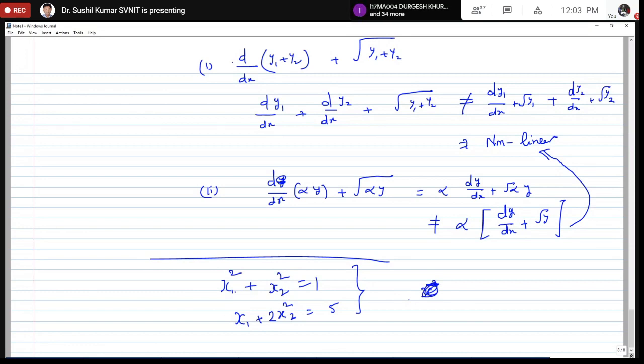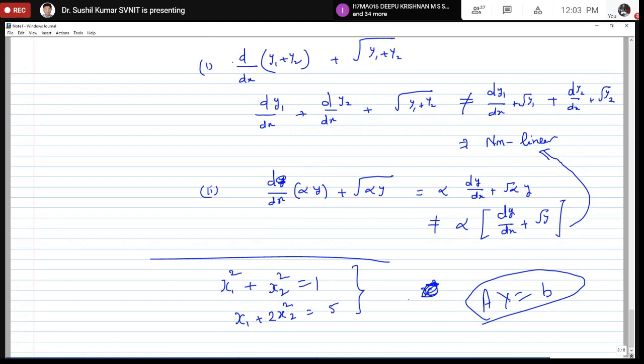So in this equation, the unknowns are x1 and x2. In the first equation, the power of x1 is 2. Again, here the power of x2 is 2. So it is not linear in x1 and x2, so it is a non-linear equation. The second equation is also non-linear due to this part. So it is a system of non-linear equations. In this case, Ax equal to b.